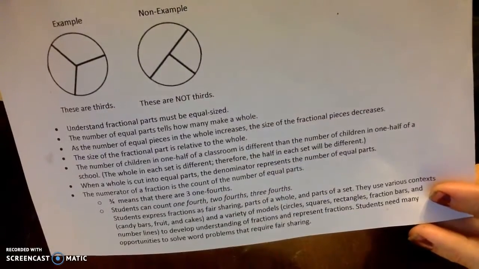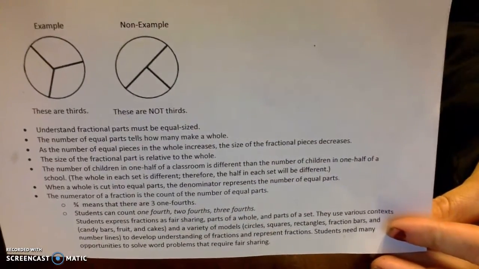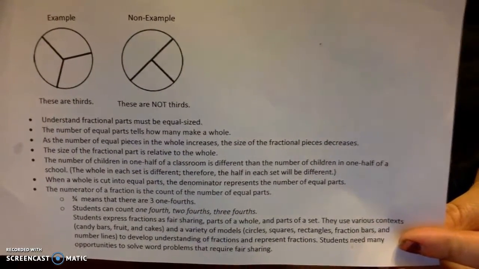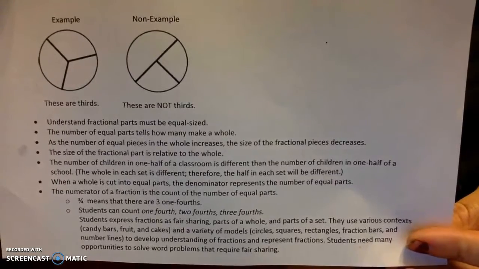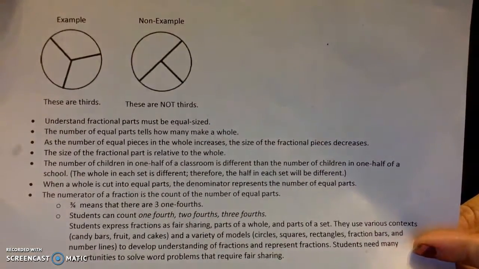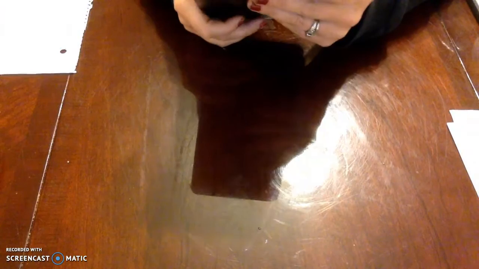understanding fractions as a whole, making sure that you have equal parts, size of fractions are relative to a whole. When the whole is cut in equal parts, the denominator represents the number of equal parts. And we're also going to be covering numerator versus denominator in this. So the book that I chose to do on it is called Give Me Half.